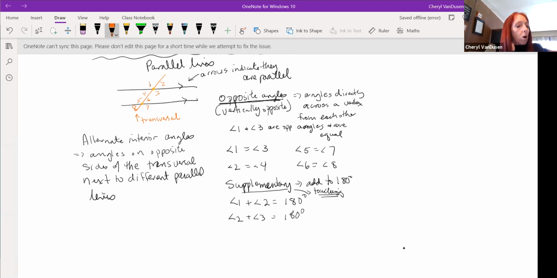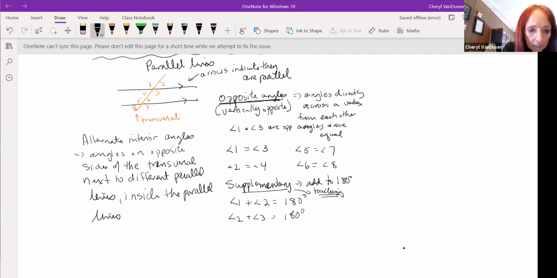Okay. So alternate interior angles are angles on opposite sides of the transversal next to two different parallel lines. Oh, I should also say this: inside the parallel lines. Because that's the word interior. Whew, that's quite a long definition. So in Math 20-2, we're not so concerned that you know these definitions to parrot them back to me, just that you know which ones are which.